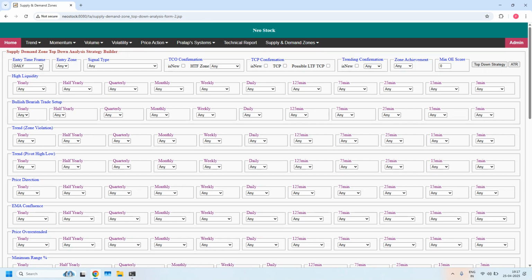So entry time frame is 15 minutes. Entry zone should be supply zone for bearish trade setup. And also in bullish or bearish trade setup at 15 minutes time frame, I am selecting bearish. And zone achievement violated opposing zone. Minimum odd enhancer score should be 12.